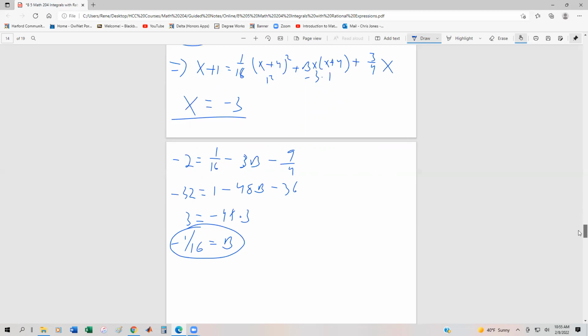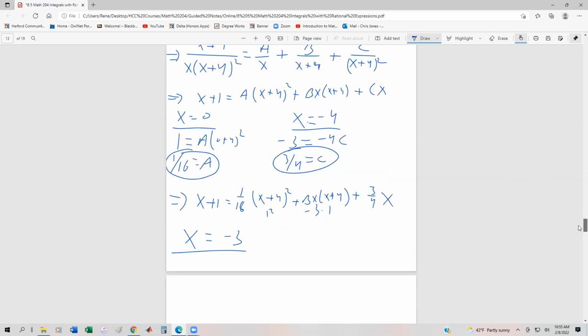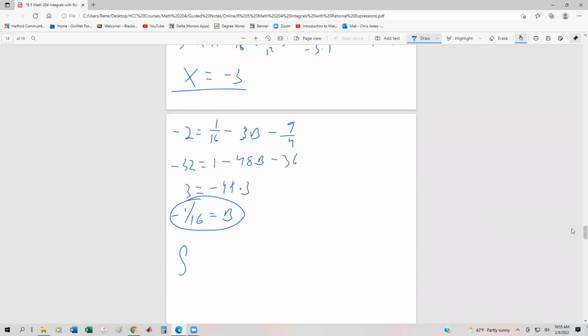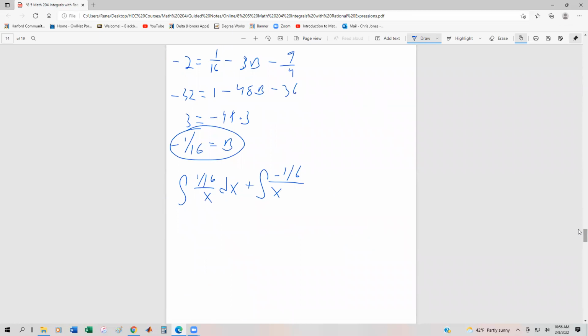So now we can go back up here, substitute for a, b, and c, and then just integrate. We're going to end up with the integral of 1/16 over x dx. We know that b is negative 1/16, and that is divided by x plus 4, and then we get 3/4 x plus 4 squared. And finally, we have the integral of 3/4 over x plus 4 squared dx.